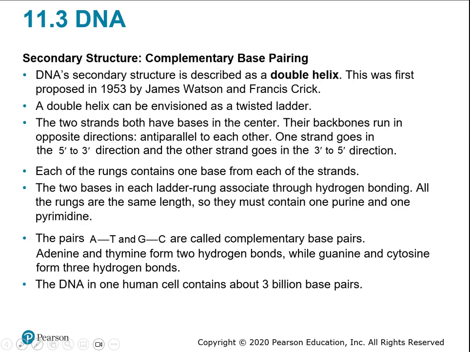But if they took the two strands and flipped them, so that one strand ran sugar phosphate and the other strand ran sugar phosphate in the opposite direction, instead of being this way, they fit together perfectly and can hydrogen bond. So the two bases that pair off: A actually forms two hydrogen bonds with T, and G can form 3 hydrogen bonds with C.